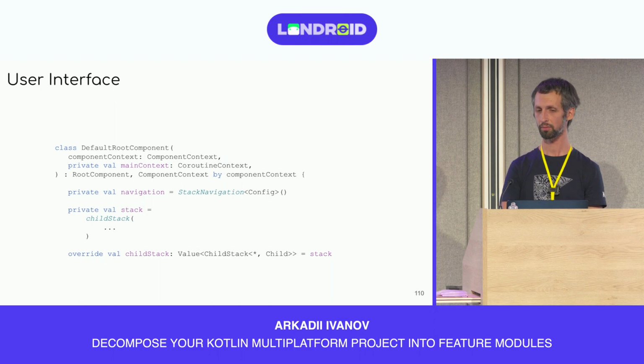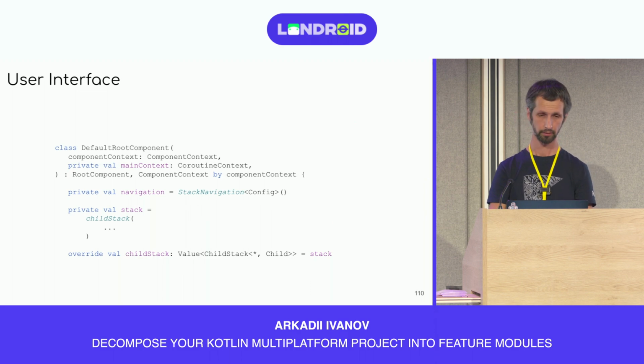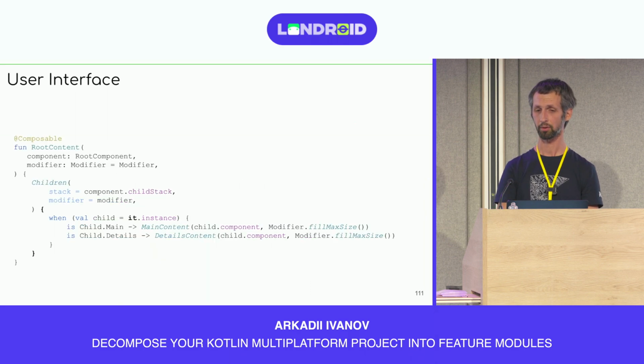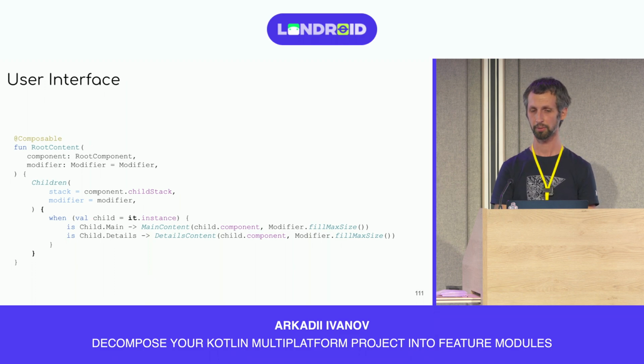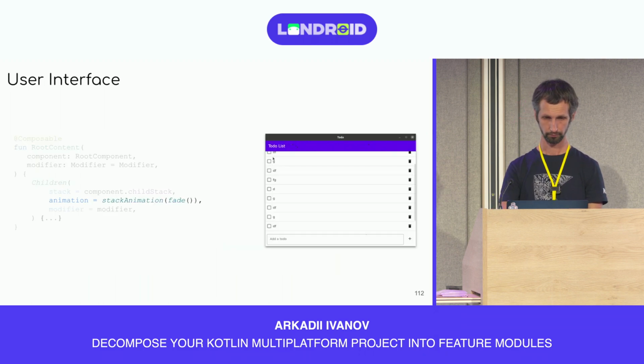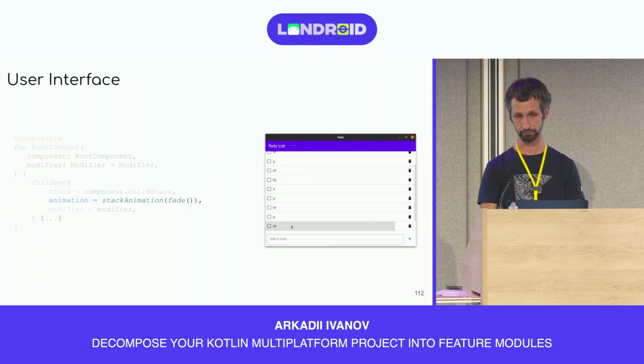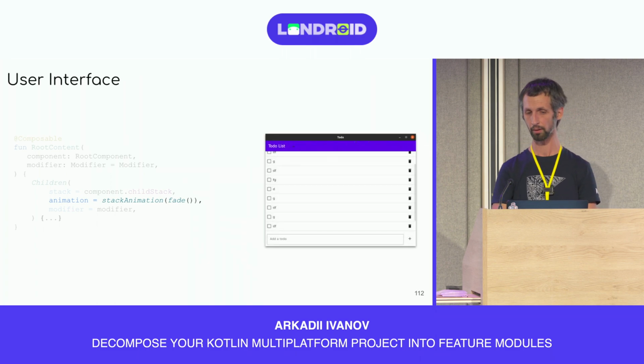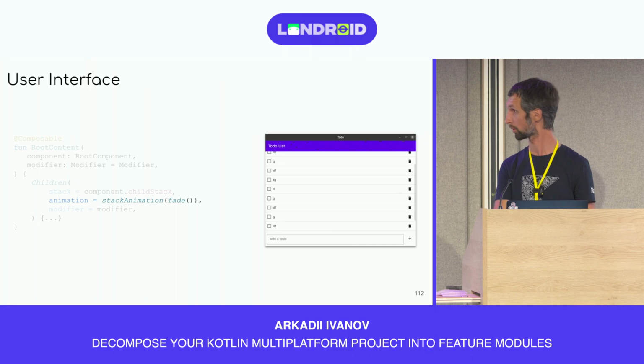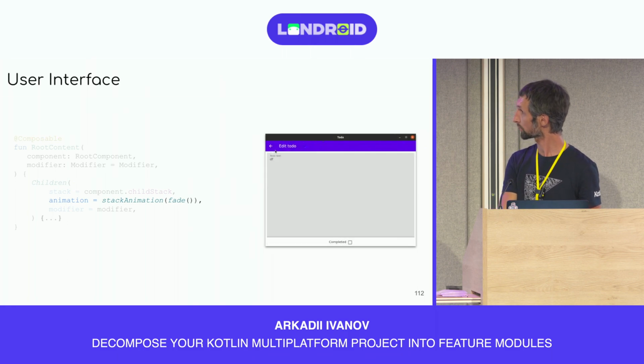After that, we should just override the property in the root implementation and return the child stack. And now we can display the stack. For instance, Decompose provides the children function for Jetpack Compose that automatically displays only the active component. And this is a place where we exhaustively switch the children. And it's also possible to specify different kinds of animations. There are some animations available out of the box, or you can define your own. For example, this is the sample of crossfade animation.